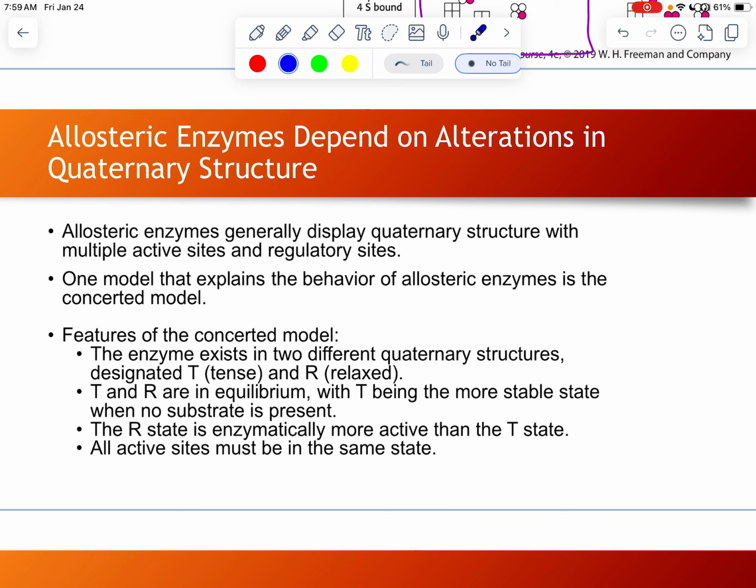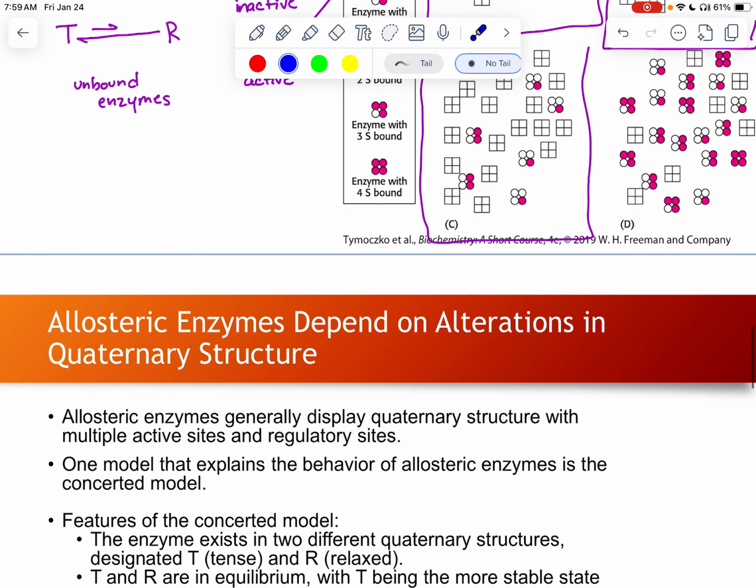Features of that model. We have 2 different quaternary structures, either the tense state or the relaxed state. They're in equilibrium. Tense state is the more stable one when no substrate's present. R state is enzymatically more active than the T state. And all those active sites have to be in the same state. When we looked up here, we didn't have any that were like 2 squares and 2 circles. They're either all in the tense state or all in the relaxed state.